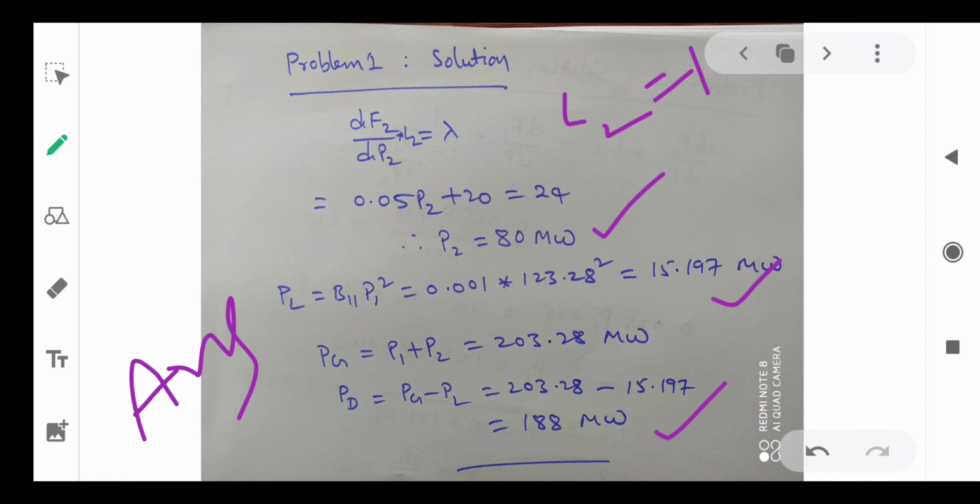So PG is equal to P1 plus P2, you will get 203.28 megawatts. PD is PG minus loss. Loss is obtained by using that expression. PL is equal to B11 into P1 square. What you obtain from the equation, P1 is substituted 123.28 square. You will get the 15.197 megawatts. So this is the solution.